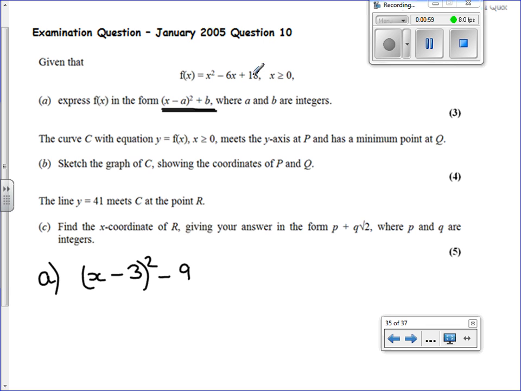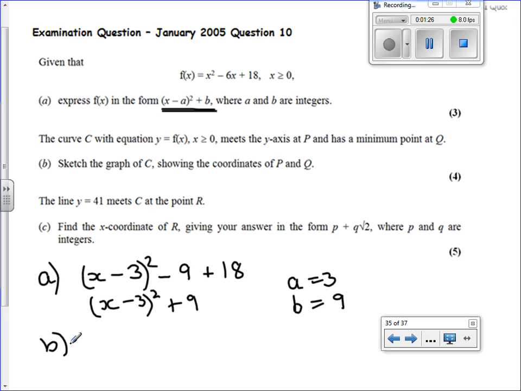So we don't want 9 on the end. What we do want is 18. So we need to subtract the 9 that we're going to get on the end and add 18. We collect that together. Minus 9 add 18 is 9. So we've completed the square, and a is 3 and b is 9.